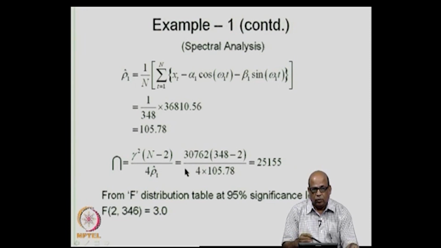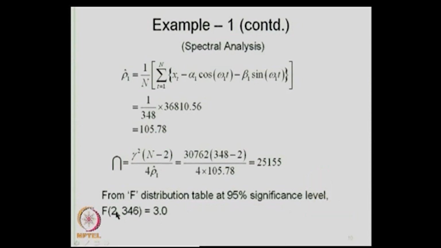With this value you go to the F distribution tables, which are available in any standard textbook. Corresponding to the 95% significance level, you get F with 2 degrees of freedom and n minus 2 as 346, and you will get a value of 3.0. If the value of the statistic that you have calculated is more than 3.0, it indicates that the corresponding periodicity, in this case the first periodicity corresponding to omega 1, is in fact statistically significant.